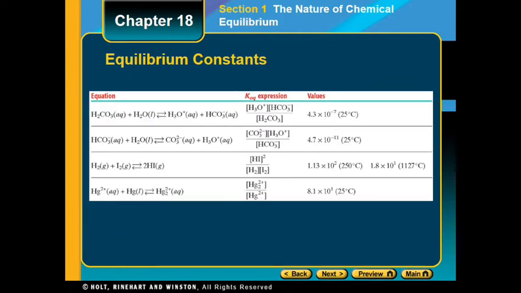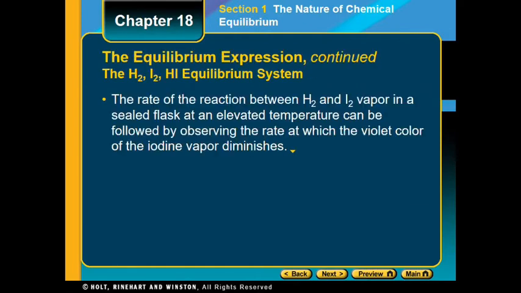And this gives you some other examples also. Just look through those. Again, you don't have to write them down, but it gives you an idea of how the expressions will be set up, and then typical K values that you're looking at different temperatures. We're going to look at the equilibrium expression between hydrogen, iodine, and hydroiodic acid.